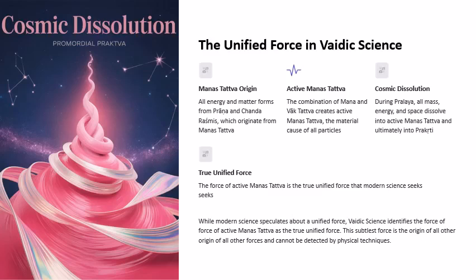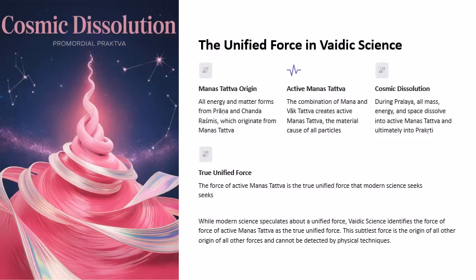Like a base substance? Sort of. But it needs to become active. And that happens, the source says, when Manas Tattva combines with another fundamental principle called Vak Tattva. This combination creates active Manas Tattva. Manas plus Vak equals active Manas. And this active Manas Tattva is the ultimate building block. It's presented as the material cause of all particles, yes. And the source adds that during Pralaya, cosmic dissolution, everything dissolves back into this active Manas Tattva, and then ultimately into an even more fundamental state called Prakriti. So it's the source material and the ultimate destination, the alpha and omega of substance.